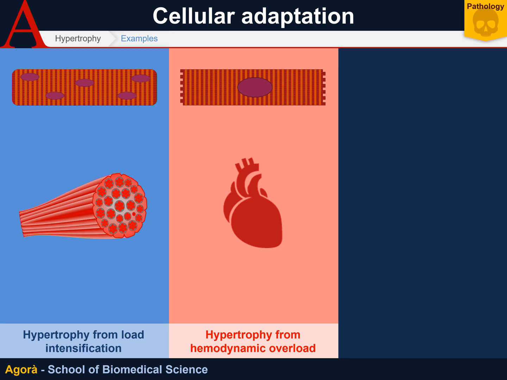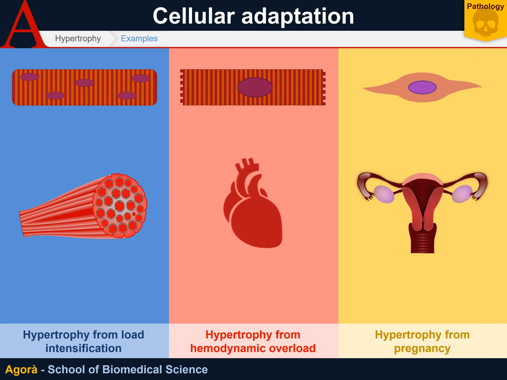Another example is that of the hypertrophy of the uterus during pregnancy due to the action of the estrogens binding to receptors on the smooth muscle cells.